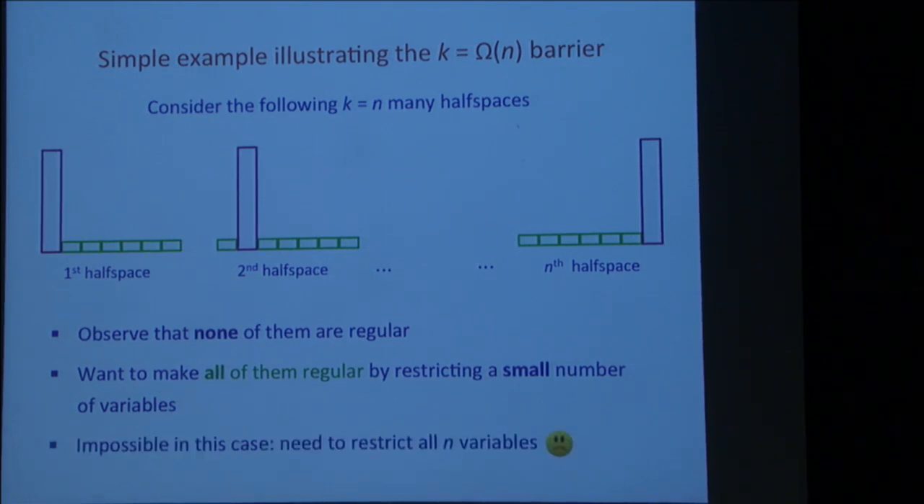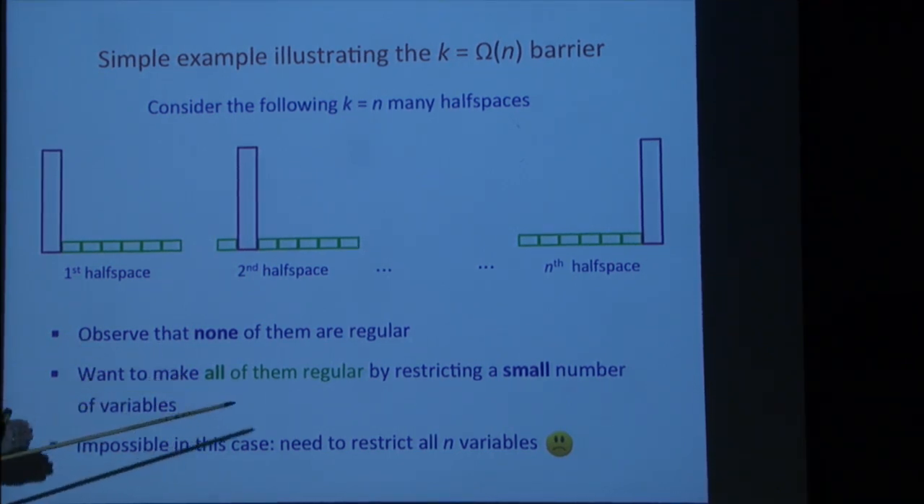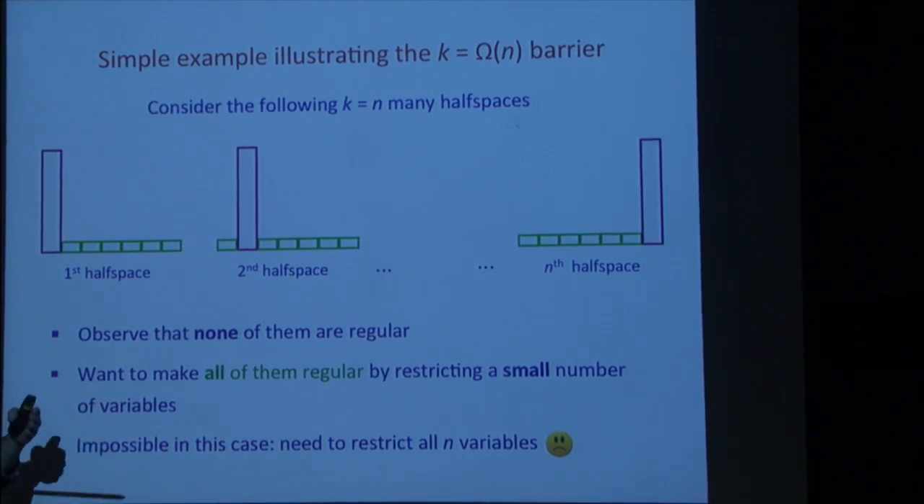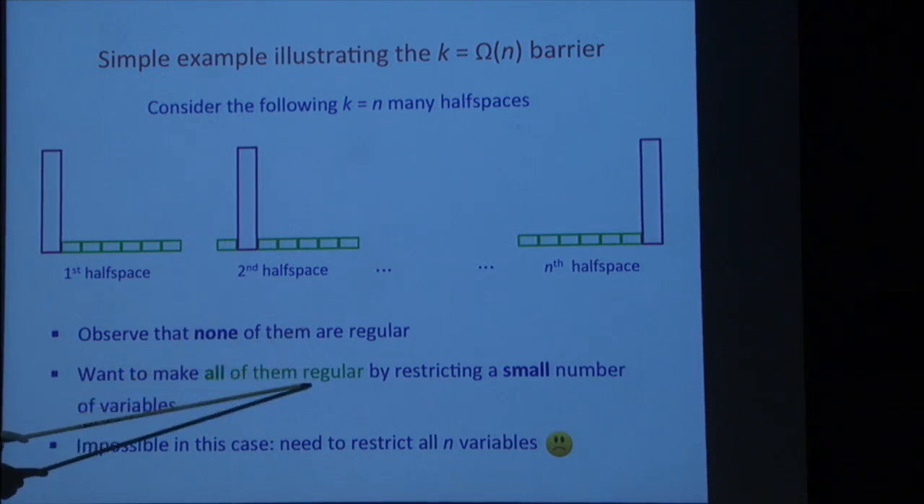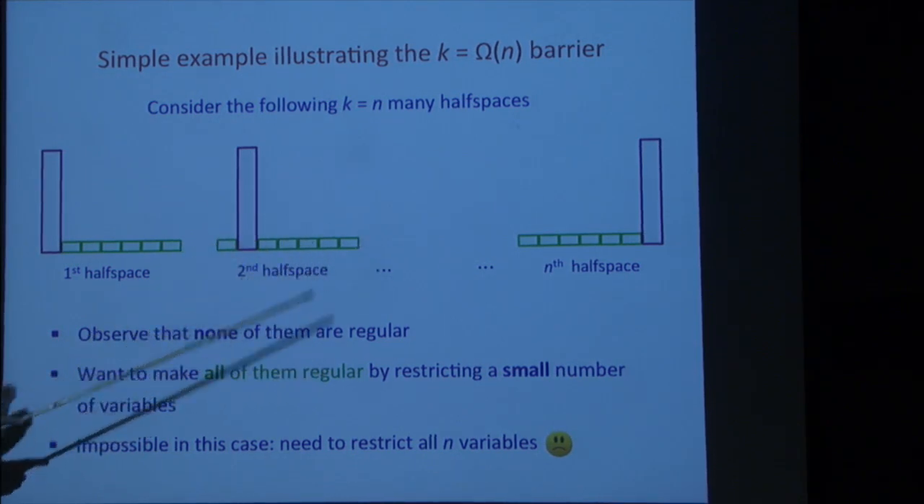So this is just by way of making an excuse, giving an explanation for why the GOWZ result, the guys who could fool an intersection of arbitrary half spaces, has a polynomial dependence on K. Just this aspect of getting it to the regular case is going to incur a linear dependence on K in terms of the number of guys you have to restrict to make it regular.